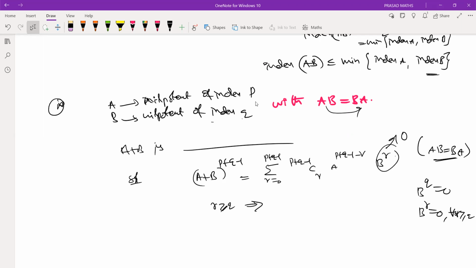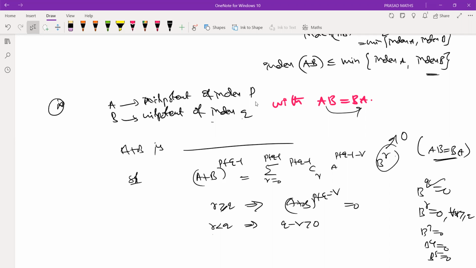Understand? See, once b power 3 is 0, what is b power 4? 0. b power 5 is 0. b power q being 0 means b power r is 0 for every r bigger than or equal to q. So therefore this term is 0. In that case, (a plus b) whole power p plus q minus 1 is 0. Similarly, if you take r less than q, what happens? q minus r is positive.